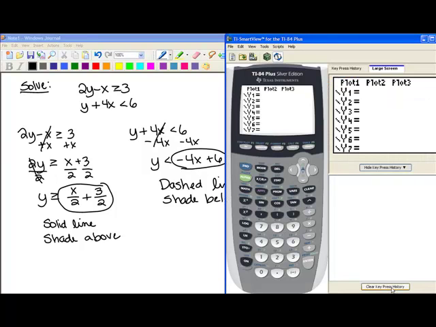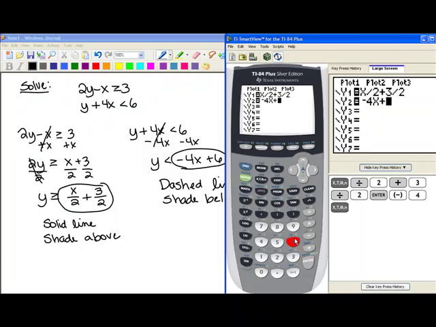So we'll go and type these in our calculator. Hit the y equals key first, and I'll type in the first equation, x divided by 2 plus 3 divided by 2. And then I'll type in the second equation, negative 4x plus 6.